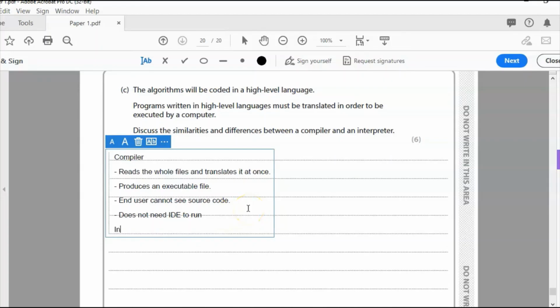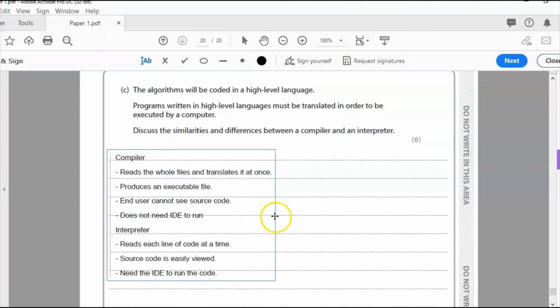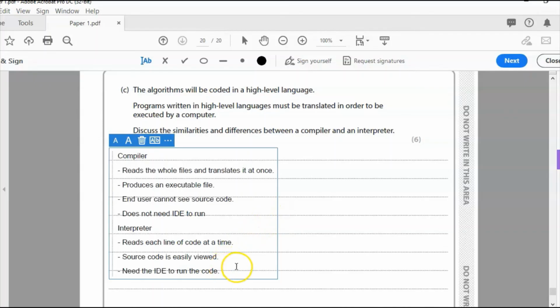Let's look at the interpreter now. So the interpreter is different in that it reads each line of code at a time. The source code is easily viewed. Because you're in the IDE, you can see the source code. It isn't an executable file, and you need the IDE to run the code. So you actually need to have IDLE to run the code, run the program. In Python, for example, if you coded it, you need to have IDLE.